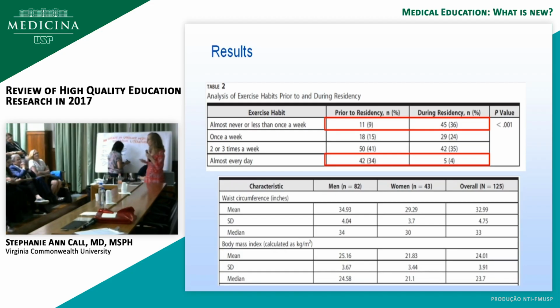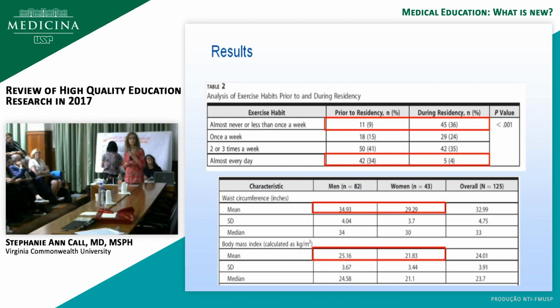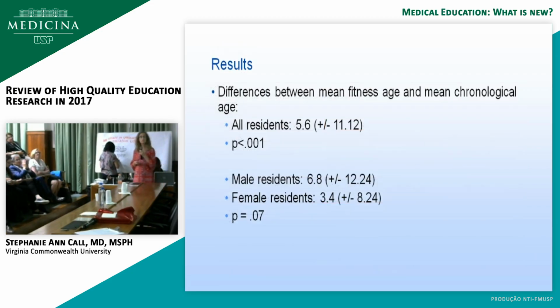Again, an important topic now across the world. So the mean waist circumference for men and women in this study, and the mean body mass index for men and women, overall it was 125 individuals. And you see that their body mass index was 25 and 21.8. More importantly, the difference between mean fitness age and mean chronologic age was 5.6 years. So residents were on average 6 years older than they should have been in fitness age.